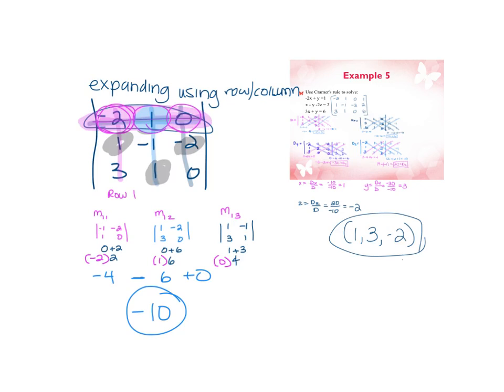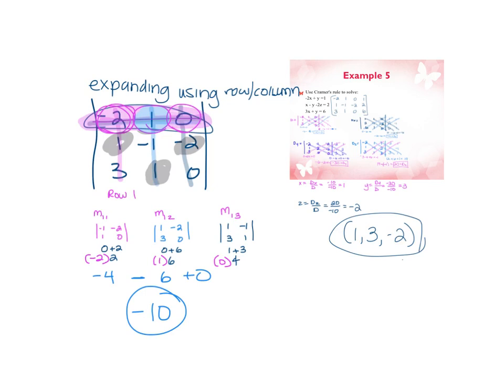So if you always pick row 1 or column 1, then the pattern will always be keep the sign, change the sign, keep the sign, or plus, minus, plus. Again, should you stick with the diagonals, top left, bottom right, that's totally fine too. This is a great way for, if you have extra time, check it. But stick to whatever works for you.